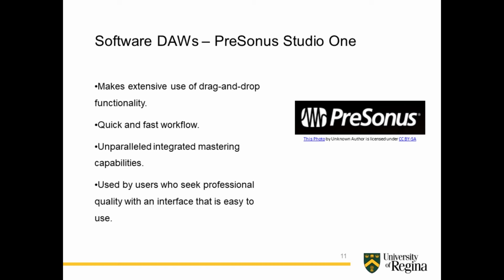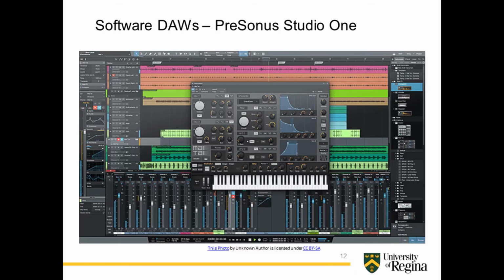And it makes it easy to use. Another reason why a lot of professional users make use of this is that it gives you that professional quality you're looking for, and it has an easy to use interface. So unlike a DAW like Pro Tools, you're actually combining good quality with an interface that is easy to use. And the mastering capabilities are unparalleled. You don't have any other DAW that provides the same type of mastering capabilities as this DAW provides. And this is an example of the PreSonus Studio One DAW.